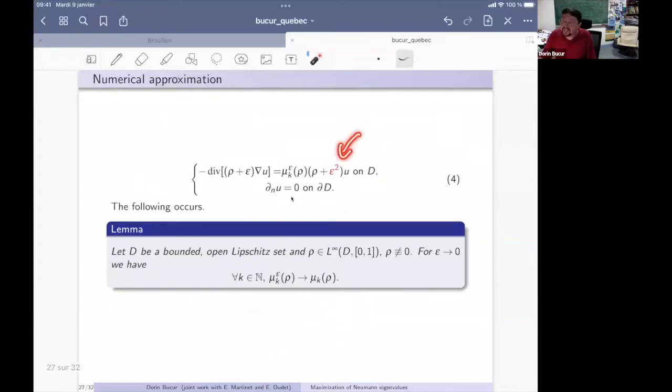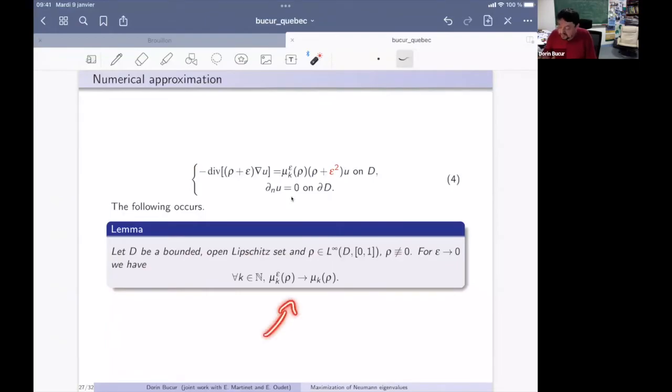And here we were inspired by a paper by Allaire and Jouve, which they use in elasticity for numerical computation. We perform an approximation with different constants, epsilon and epsilon squared, in the numerator and denominator. And this works. We can prove that solving this well-posed eigenvalue problem, in the limit we get exactly the values mu_k of rho, which are not eigenvalues. This may be only a variational relaxed form of an eigenvalue.